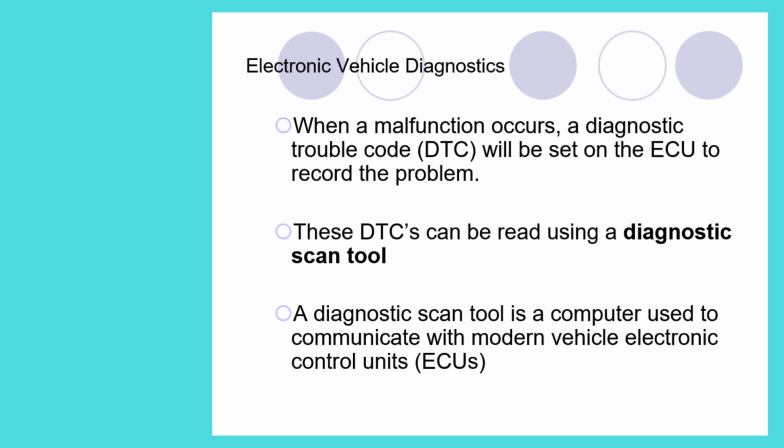When a malfunction occurs, a diagnostic trouble code, DTC, will be set on the ECU to record the problem. These DTCs can be read using a diagnostic scan tool. A diagnostic scan tool is a computer used to communicate with modern vehicle electronic control units.